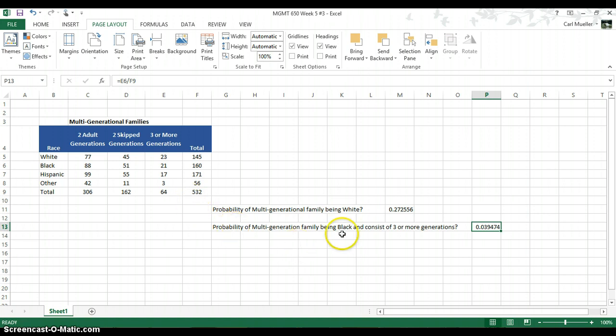But our numerator is different because we're looking at a very discrete, specific group of families: those families that have a race of black and consist of 3 or more generations. And so that is this value right here. So as you can imagine, 21 over 532 gets you a very small number. And what this means is that if a family is taken at random out of this 532 sample, there is a 3.9% probability or chance that that family will have 1, a race of black, and 2, consist of 3 or more generations.